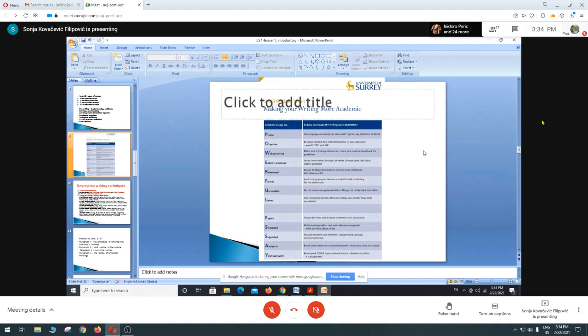Okay, so have you read the paragraph? Yes. Which one is the topic sentence? And what is the paragraph about? The topic sentence, is it the first one?